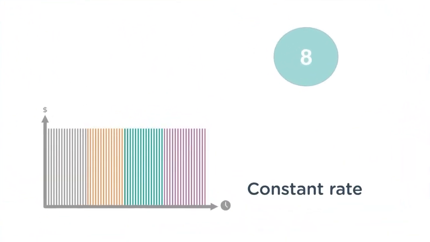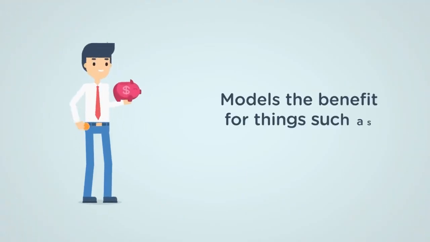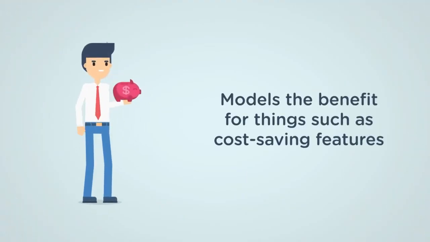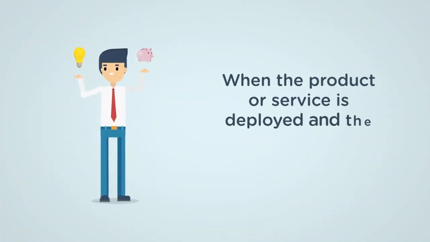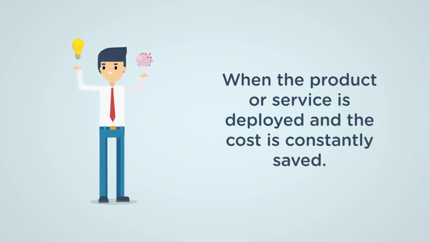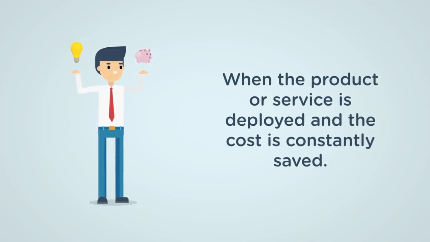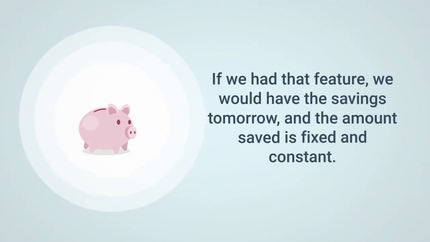Constant rate. The constant rate function models the benefit for things such as cost-saving features. When the product or service is deployed, the cost is constantly saved. For example, some workers can be made redundant. Therefore, if we had that feature today, we would have the savings tomorrow, and the amount saved is fixed and constant.